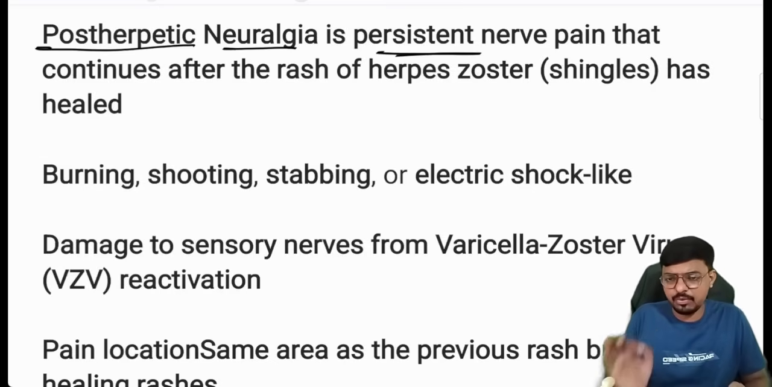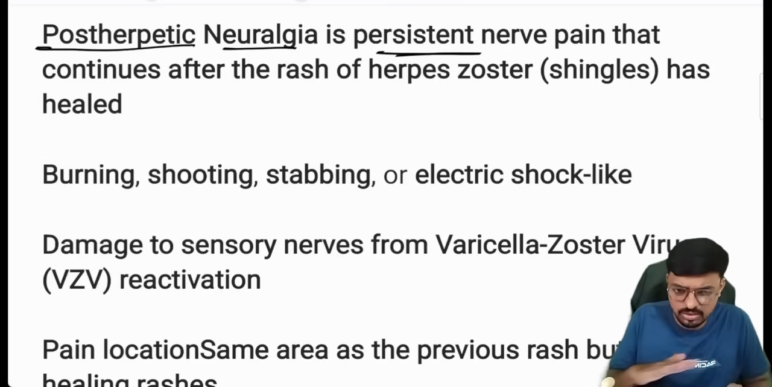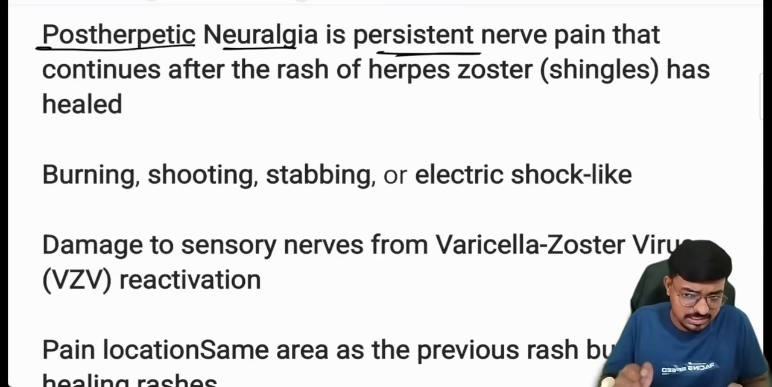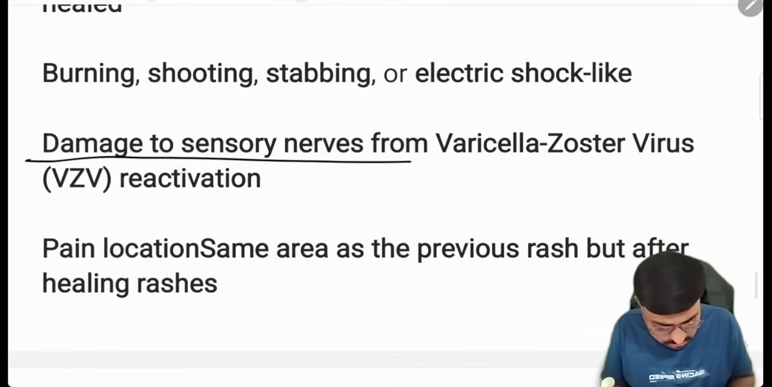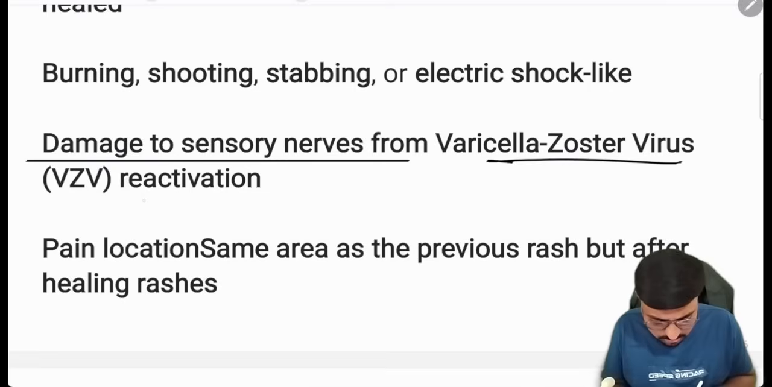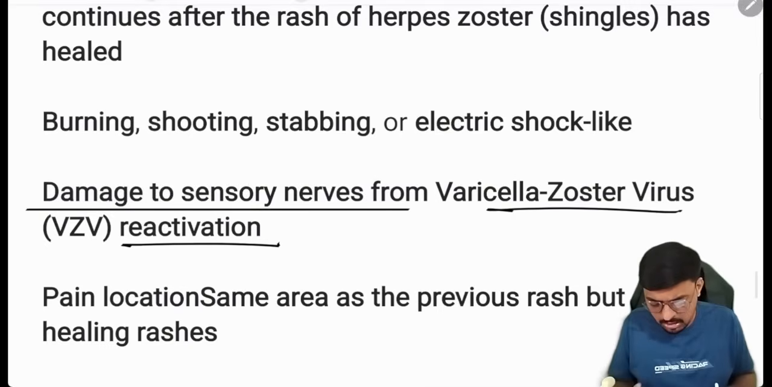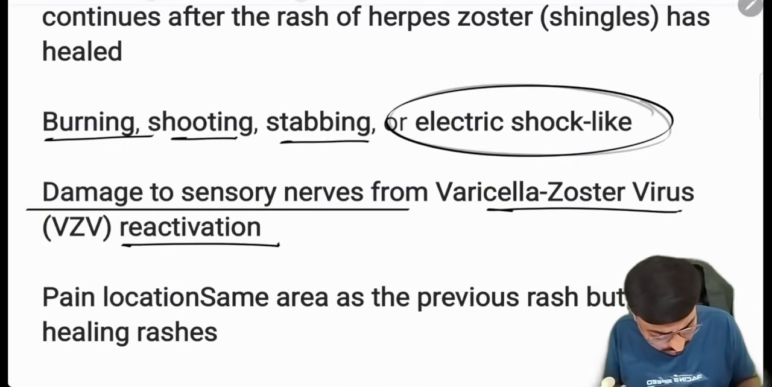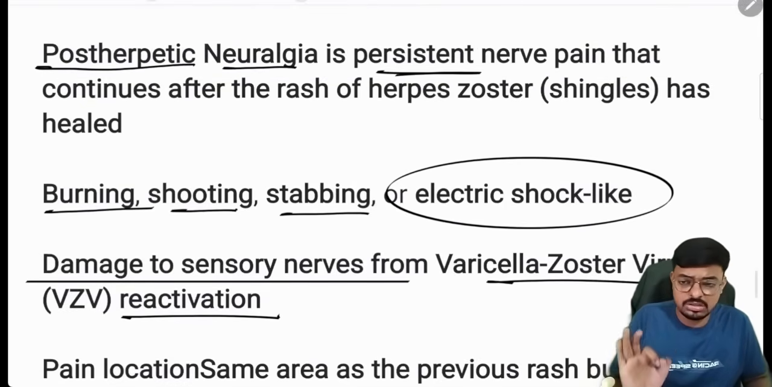That is what we call post herpetic neuralgia: a persistent pain that continues after the rash of the herpes zoster has healed. Even after complete treatment and complete healing of the rashes, the patient still gets nerve pain, because the reactivation of the varicella zoster virus damages the sensory nerves. That is why the patient gets burning, shooting, stabbing, or electrical shock like pain even after the herpes zoster rashes heal.